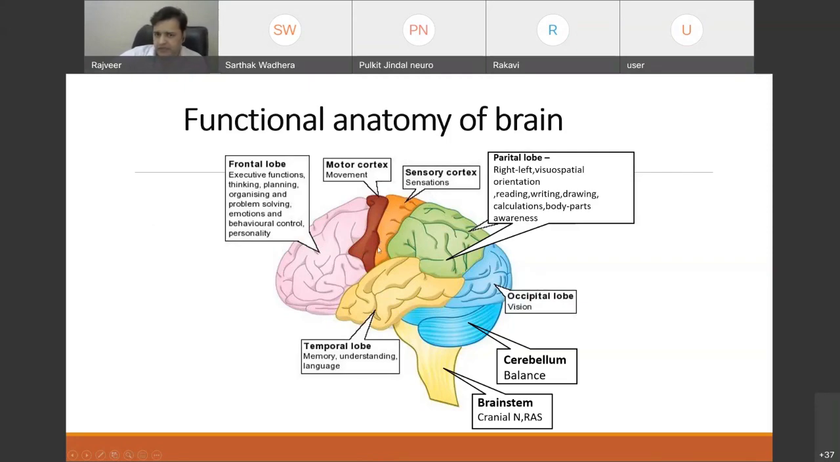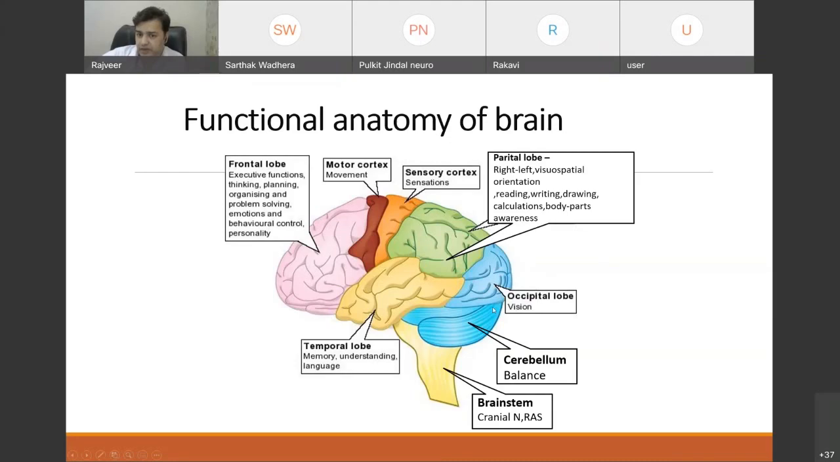And then there is the central sulcus, and posterior to it is the somatosensory cortex. This area will give rise to sensory complaints. There may be positive sensory complaints or negative sensory complaints. And behind it is the other part of the parietal lobe, whose functions are right-left orientation, visual-spatial orientation, helping in reading, writing, drawing, calculation, and body part awareness.